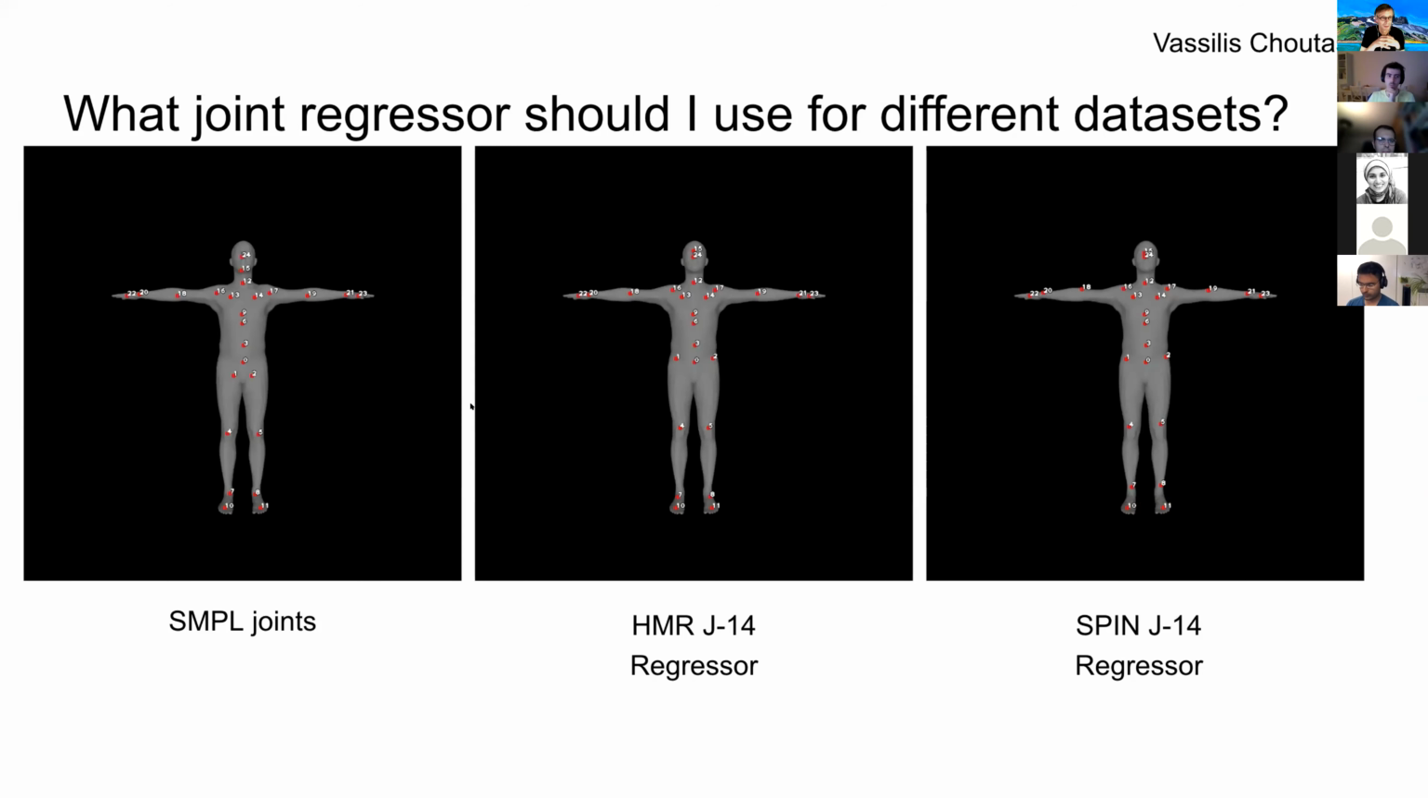So Vasilis, you want to describe the regressors? Yeah, so now the million-dollar question is which joint regressor should I use when I train or test? Again, we have a SMPL body and then we have different variations. On the left, you have the normal SMPL joints. And then we have two variants of the 14 joint regressors that are used by some of the most popular models, like HMR and SPIN. You can see that even for these models, there's a difference. For example, look at the elbows between HMR and SPIN or at the hips. So there's a slight variation. Which one should I use for my use case?